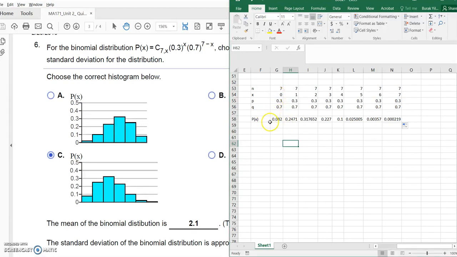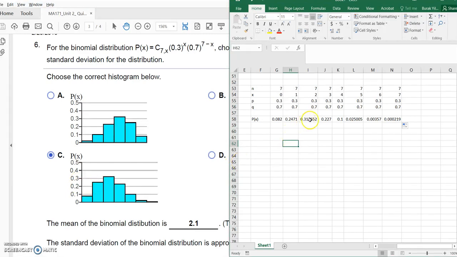So for x equals 0, the probability is 0.082. It's slightly less than 0.1. So not all the way down, but slightly less than 0.1. So this is correct. And then the next bar should be x equals 1, which has a probability of 0.24. So that's almost like a quarter, almost 0.25. See, 0.2 is here, and that's like halfway between 0.2 and 0.3, which is right.